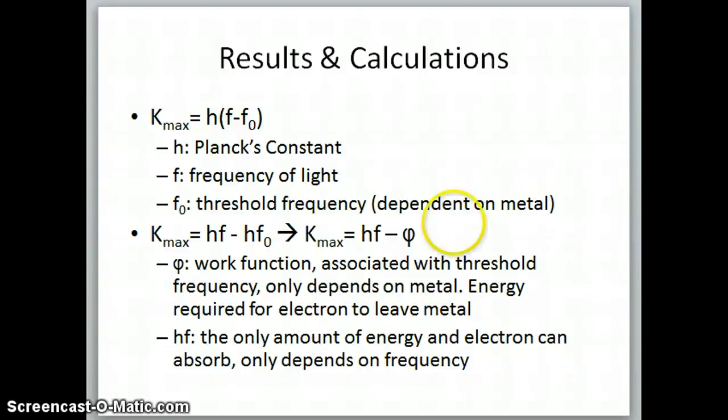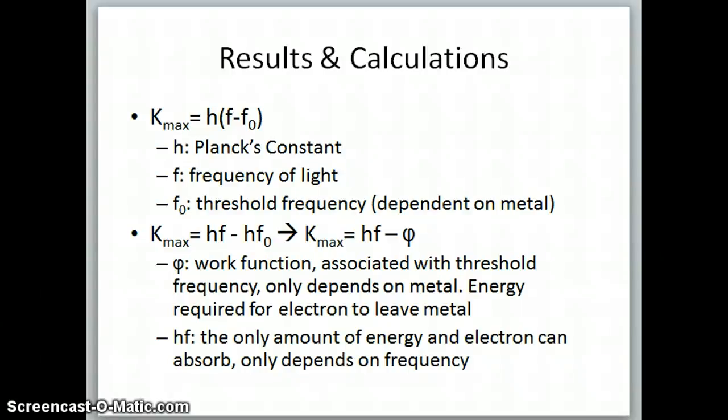So we're left with this right here. This is the energy that has to be carried by the light. This is the only amount of energy an electron can absorb, and again, that only depends on the frequency of the light, not the intensity. The higher the intensity, the more electrons, but only if the frequency is large enough to push that electron out.